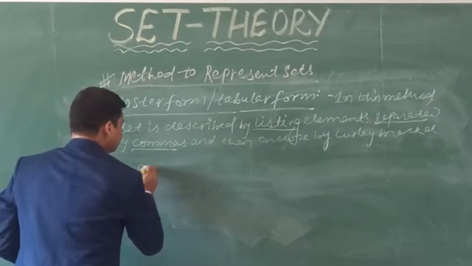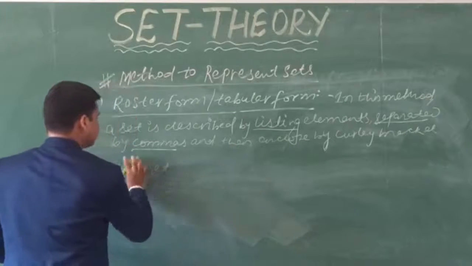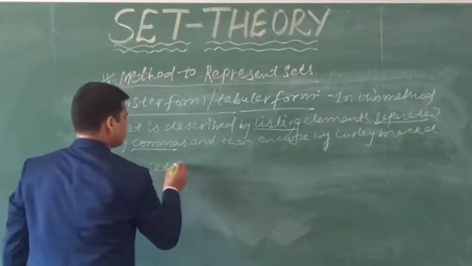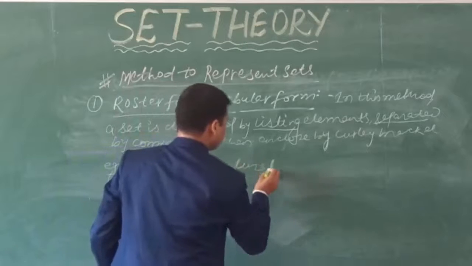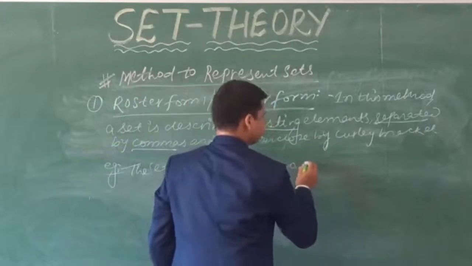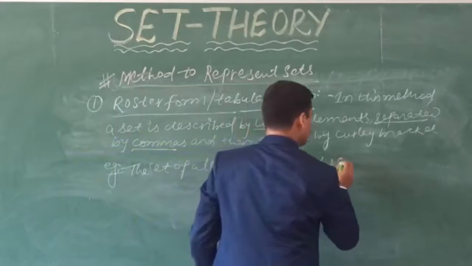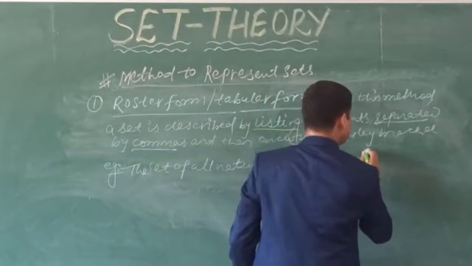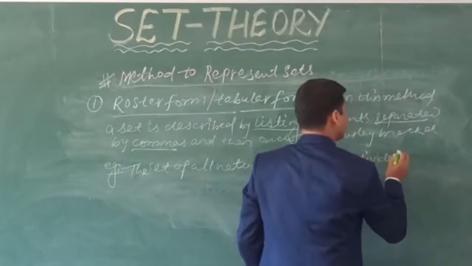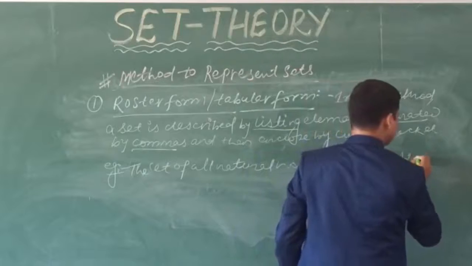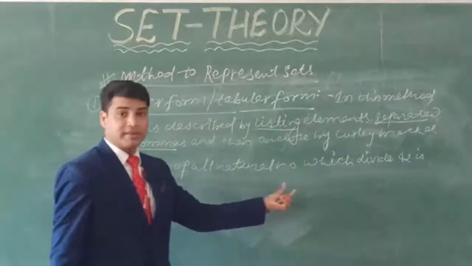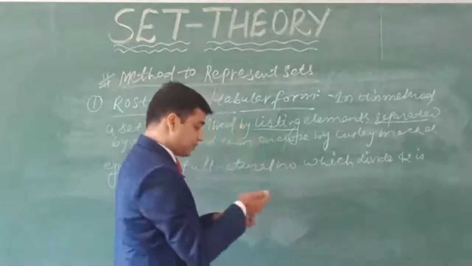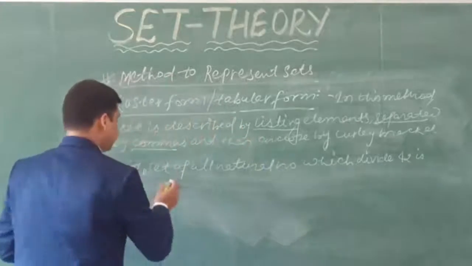The set of all natural numbers which divide 42. Okay, now see this here. For example, I am taking the set of all natural numbers which divide 42. So it's very simple. This 42 is divisible by 1.